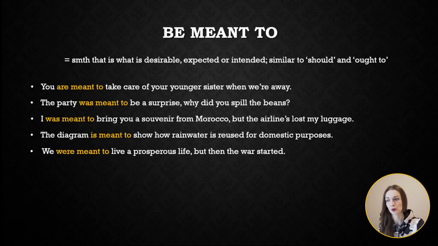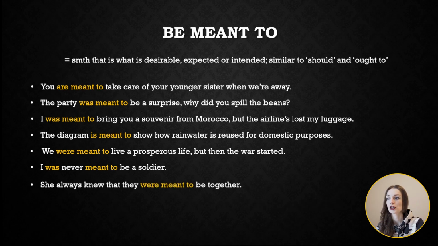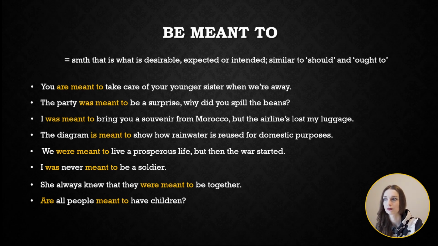It was meant to be. I was never meant to be a soldier is the same. We can say that it was decided by God that I would become a soldier. She always knew that they were meant to be together, the same. We are talking about love, and when we talk about love, we tend to speak about fate or destiny. Are all people meant to have children? Should all people have children?